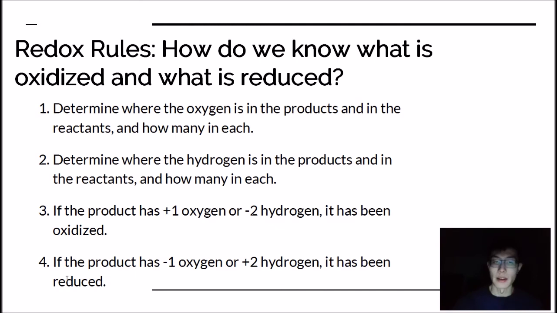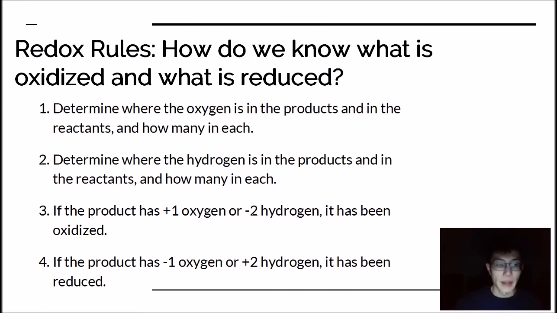On the opposite hand, if you have a product that lost an oxygen or gains 2 hydrogens, so if you think about gaining hydrogens, that's like gaining electrons, then it has been reduced. So these are some of the rules you can use to look at a large biomolecule and see whether it has been oxidized or reduced, or potentially neither.